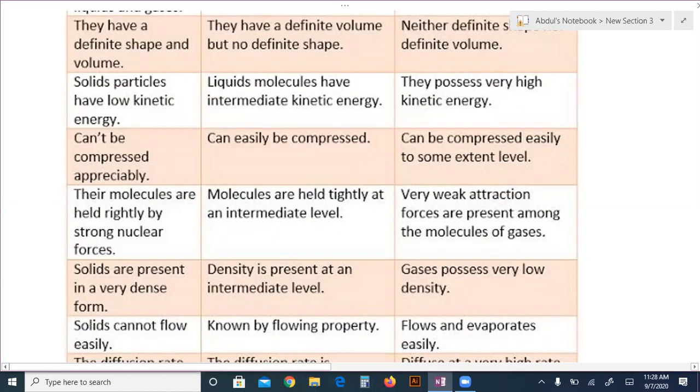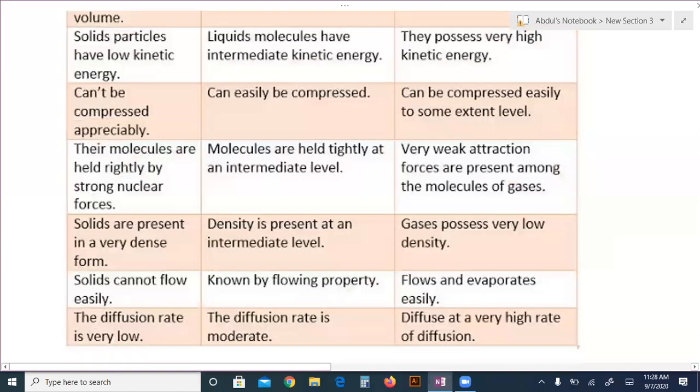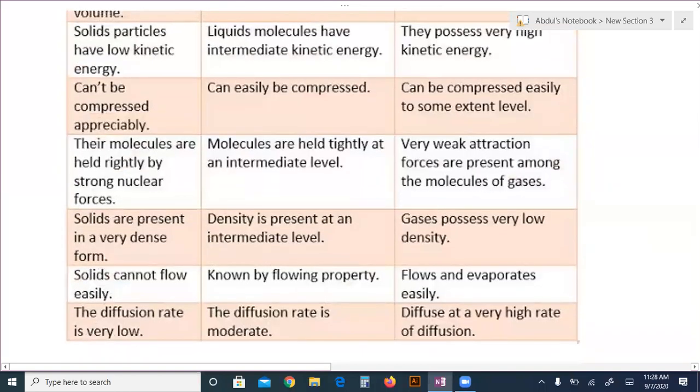Molecules are held tightly at an intermediate level. Very weak interaction forces are present among the molecules of the gases. Solids are present in a very dense form. Density is present at an intermediate level, but in A level, we consider the density of the solid when converted into the liquid almost the same. I mean, the density of the liquid and density of the solid almost same. And the gases possess very low density.